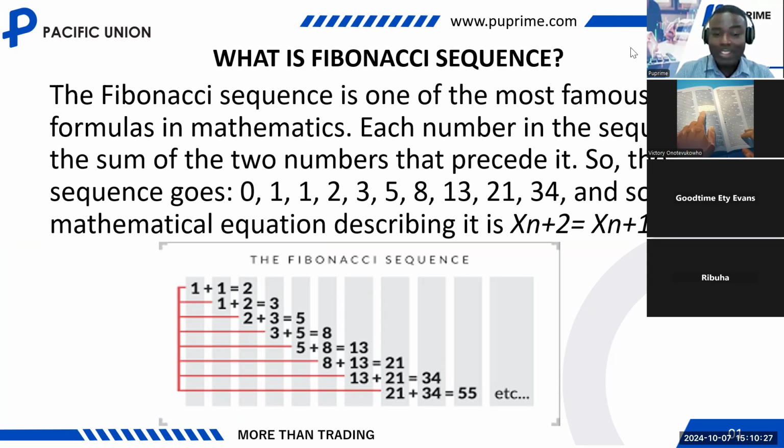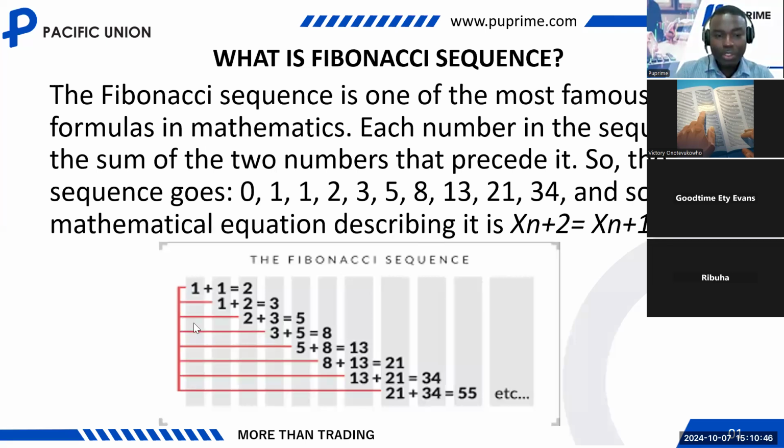Now, this Fibonacci tool was designed by a mathematician, and the name is Fibonacci. And this is a mathematical sequence, which is used in deriving this very powerful tool, which is a very, very good technical indicator used in the financial market for trading.